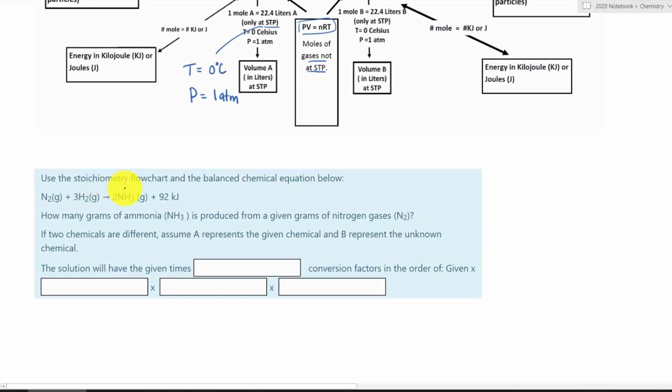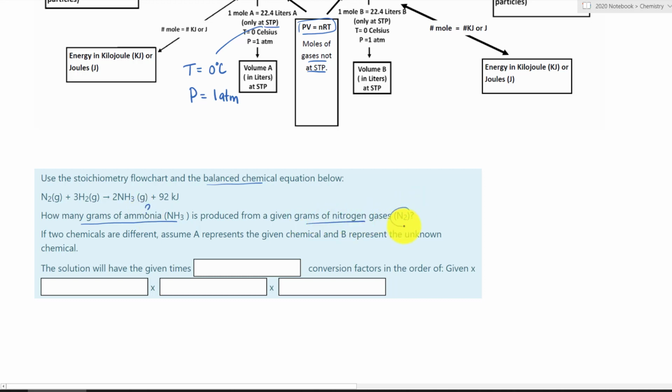Here we have the stoichiometry flowchart, right, and a balanced chemical equation. In this balanced equation we have one nitrogen gas, 3 hydrogen, and that produces 2 ammonia. And in addition, it released 92 kilojoules. Now, with that information, let's continue to read the problem. How many grams of ammonia, right? If you notice, this one here is asking us for how many grams, that's a question mark, is produced from a given grams of nitrogen.